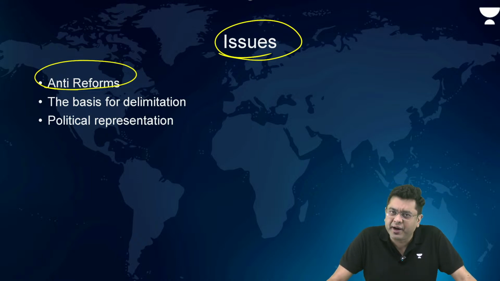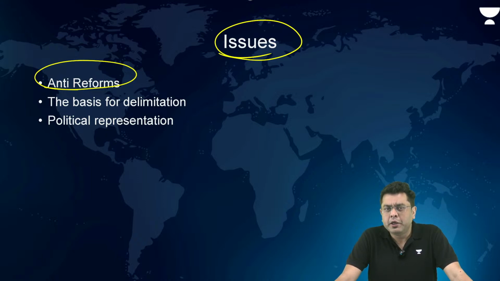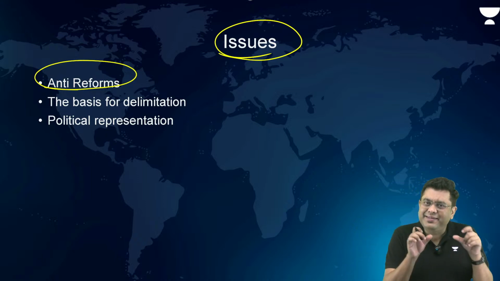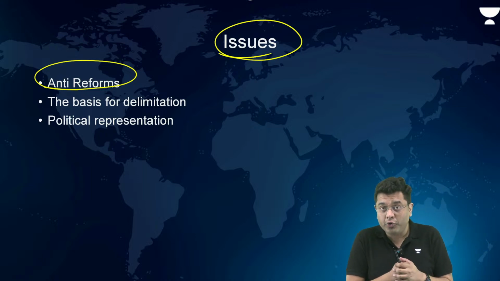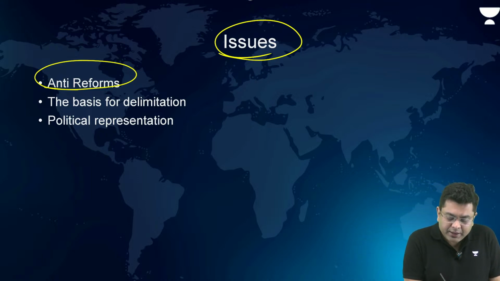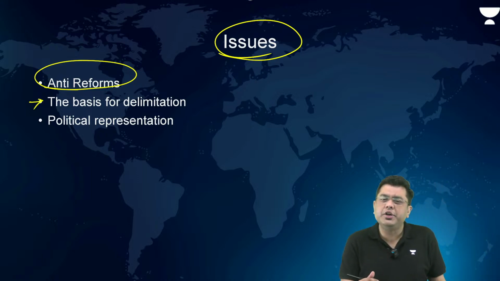Wouldn't that signify a kind of an anti-reformist stance? So that is why this is seen to be an anti-reformist stance if it is followed. Secondly, the basis of delimitation.